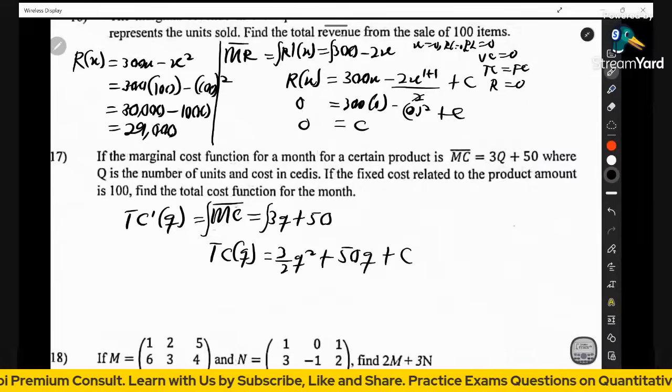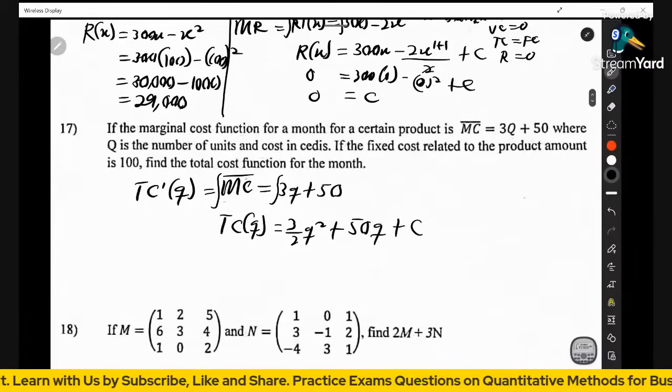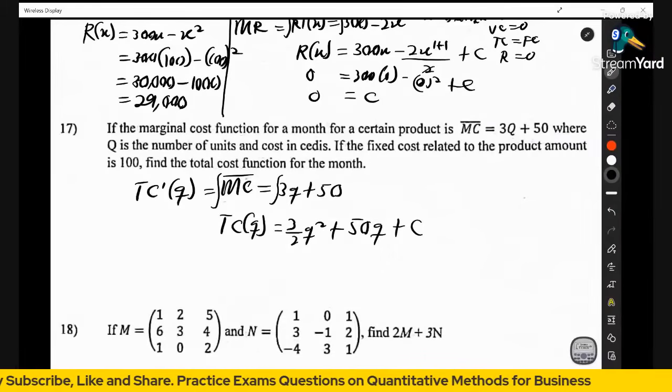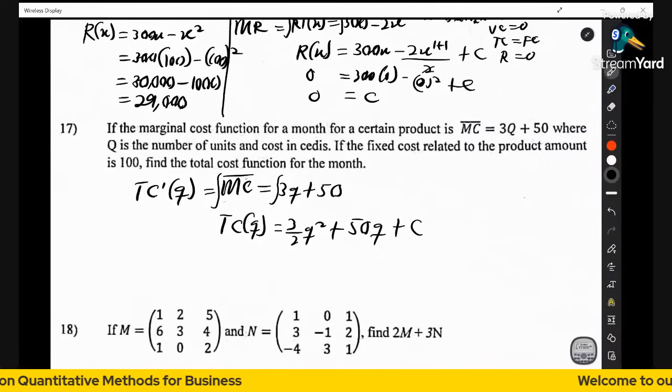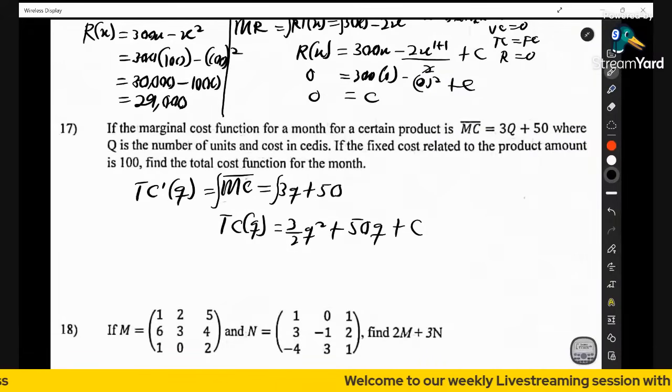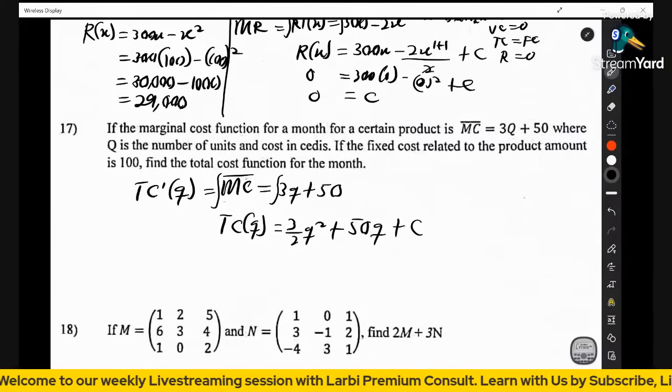Okay. So remember, this is a total cost. Remember, total cost is a combination of total variable cost plus total fixed cost. Total cost is always a combination of total variable cost plus total fixed cost. And you know from the question that we're given the fixed cost. The fixed cost related to the product amount is 100 cedis, and we have to find the total cost function.